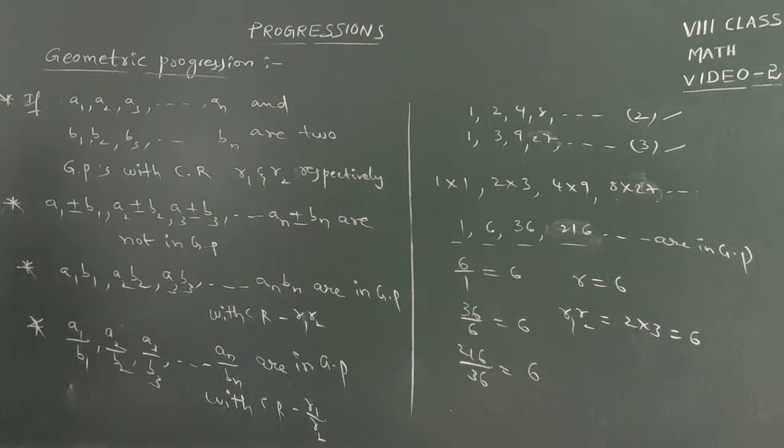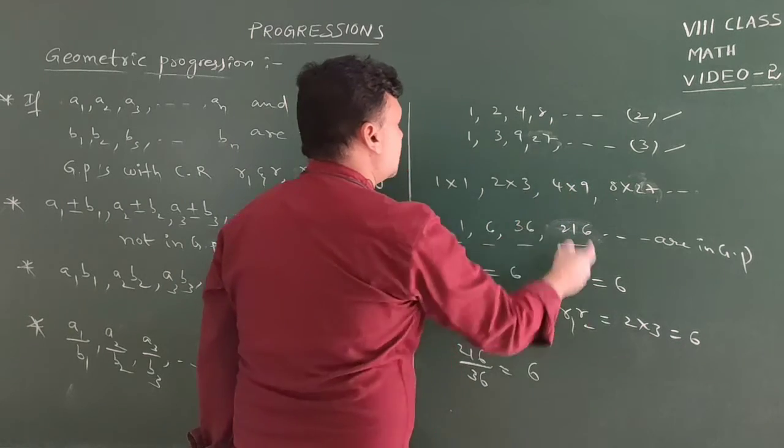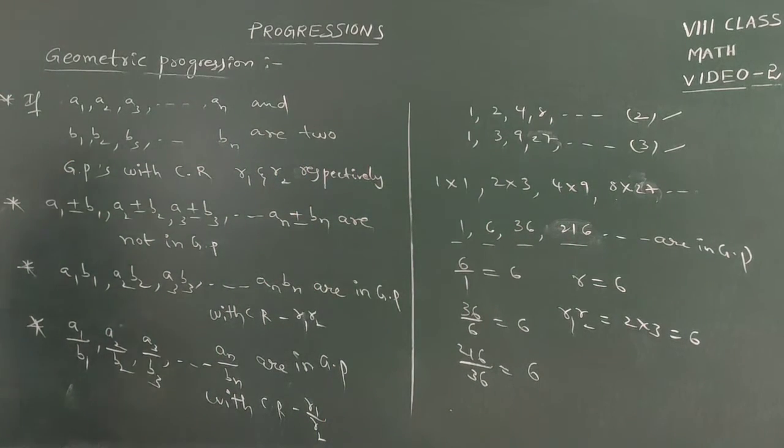First of all, the given sequences 1, 2, 4, 8 and 1, 3, 9, 27 and so on are both in GP, then only it is possible if you multiply the first terms of both the sequences. Next one.